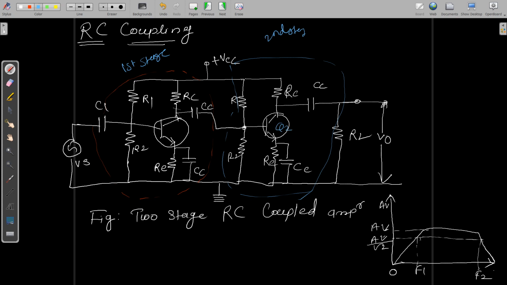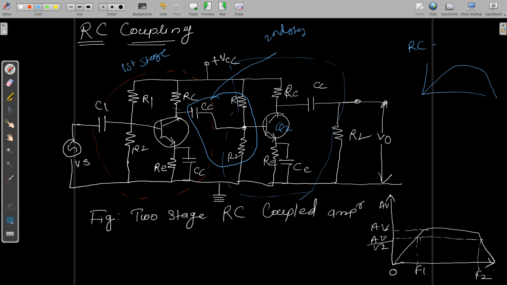Now which components are used to have this coupling? That means how is the output of one circuit applied as input for the second? Now you can see this part. These are your coupling components. You have connected the output of the first stage through a capacitor and resistor network to the base of the second transistor. This is called RC coupling. And we know that the RC network is broadband in nature, that means it has a wide frequency response.